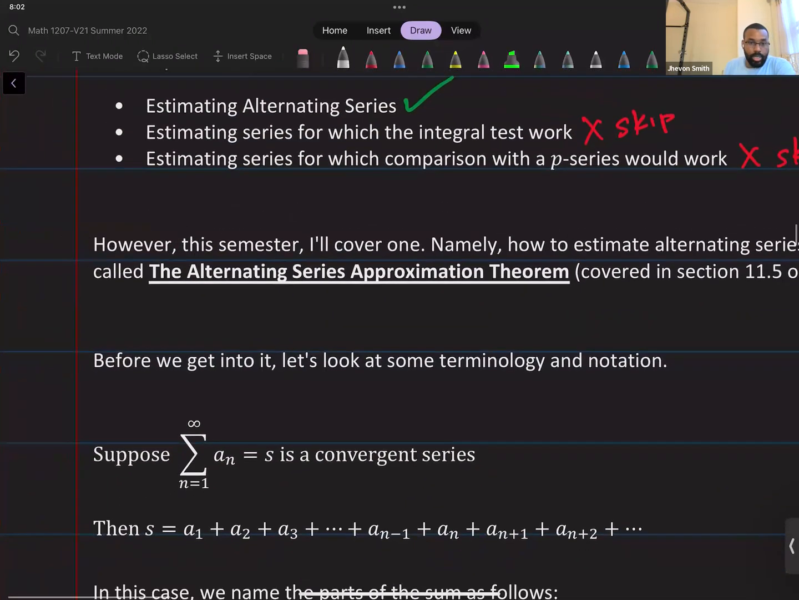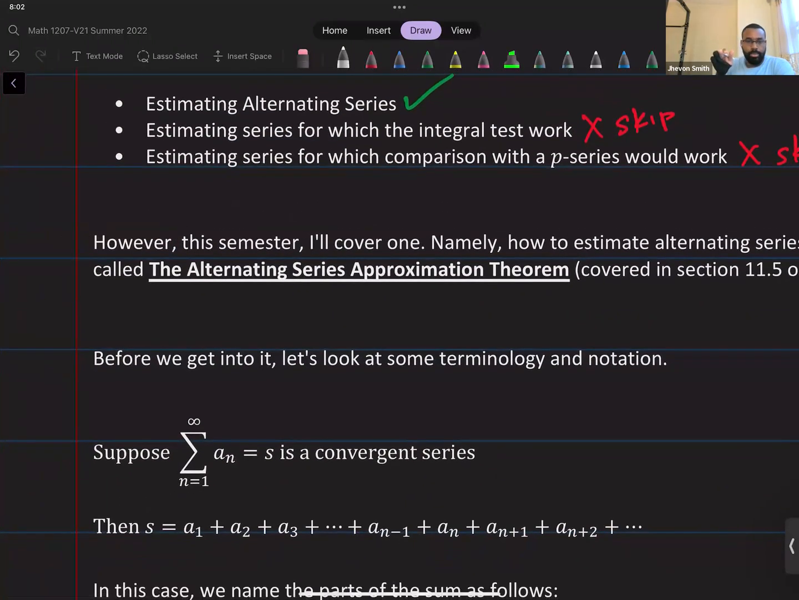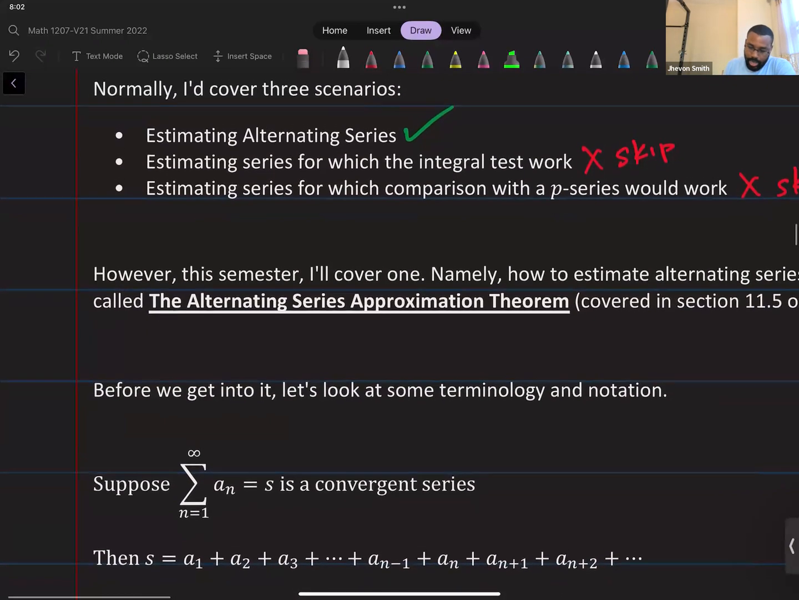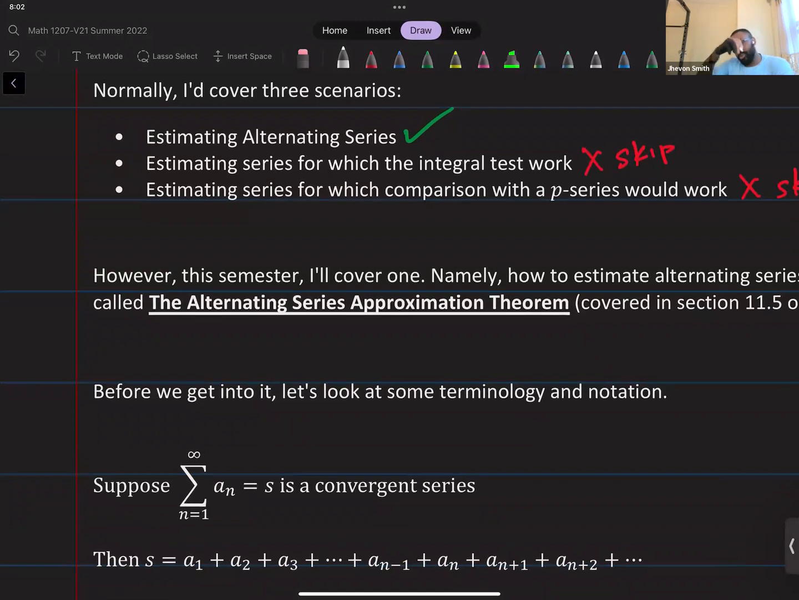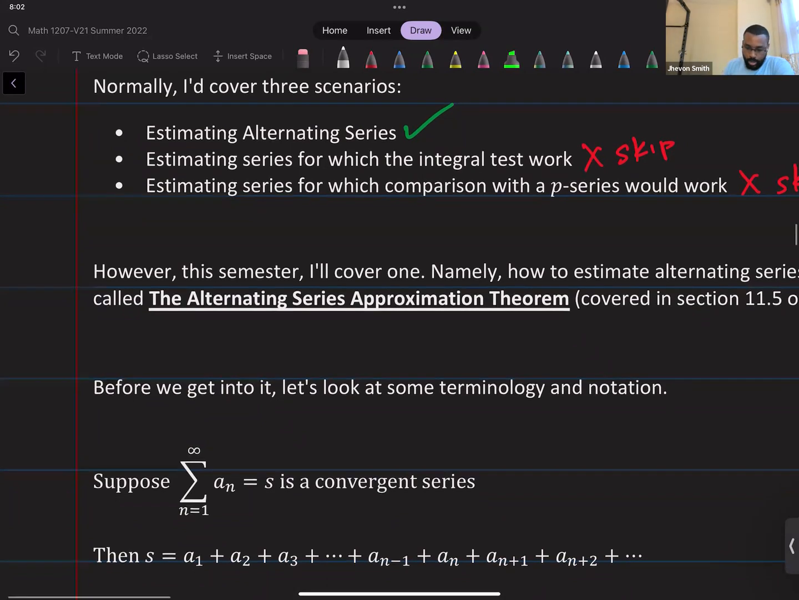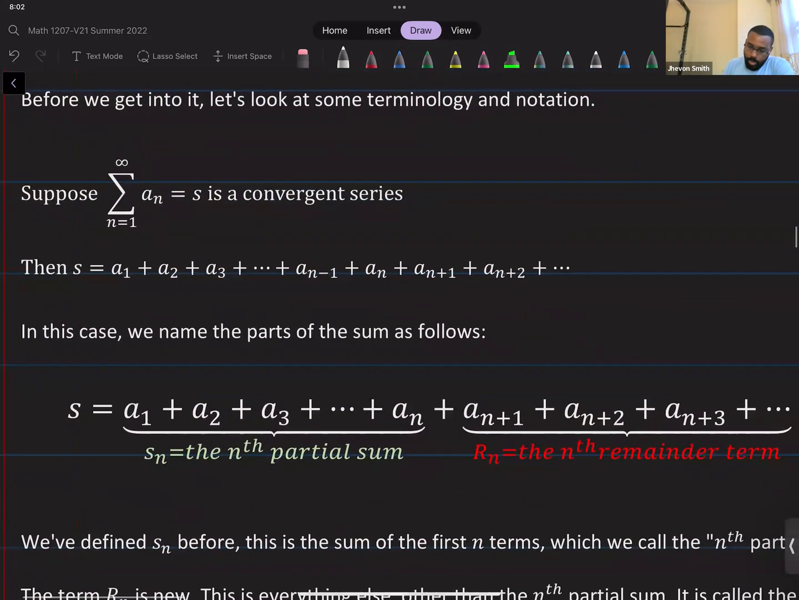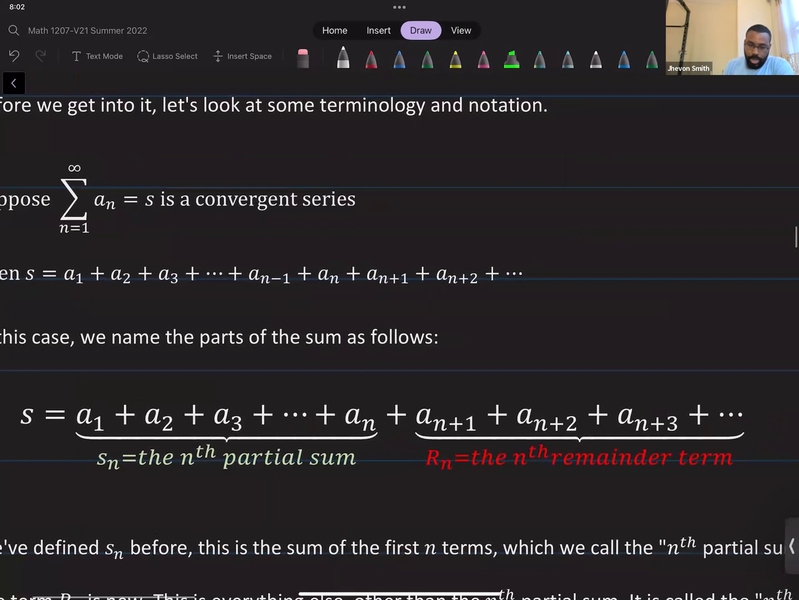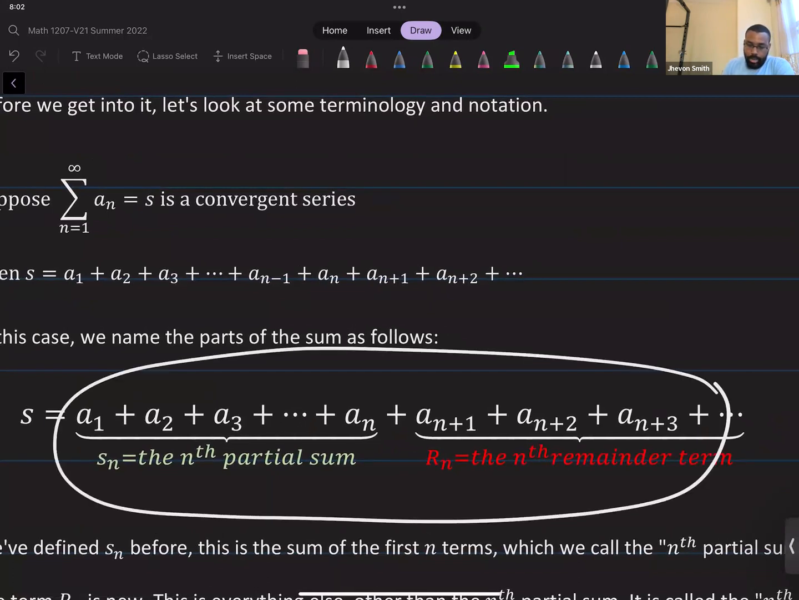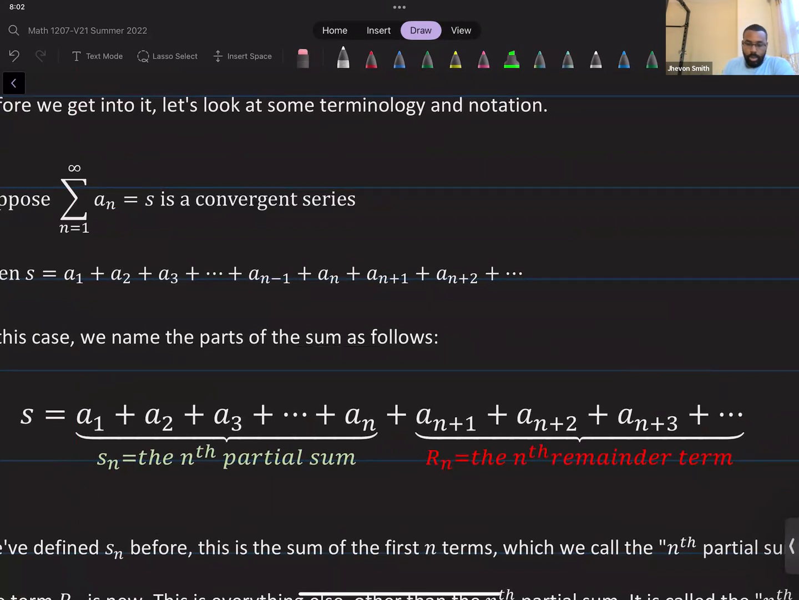So suppose this is a convergent series. So the sum of a_n adds up to something meaningful. That means it looks like this: a_1 plus a_2 plus a_3, going on forever. It turns out we can actually break this series into two parts. We can split it up into the first n terms plus everybody else.